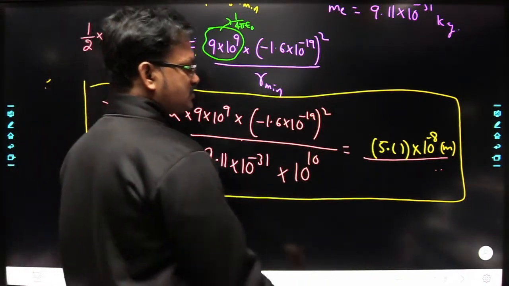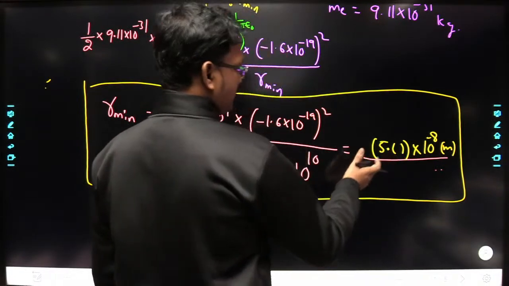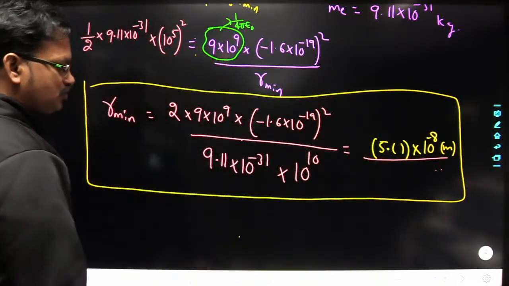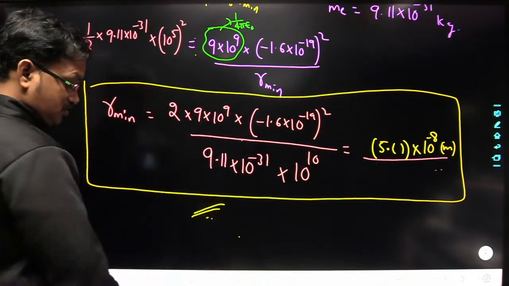Okay, you can check this calculation. You will get approximately 5 point something into 10 to the power of minus 8 meters. So you can check this one here, right?